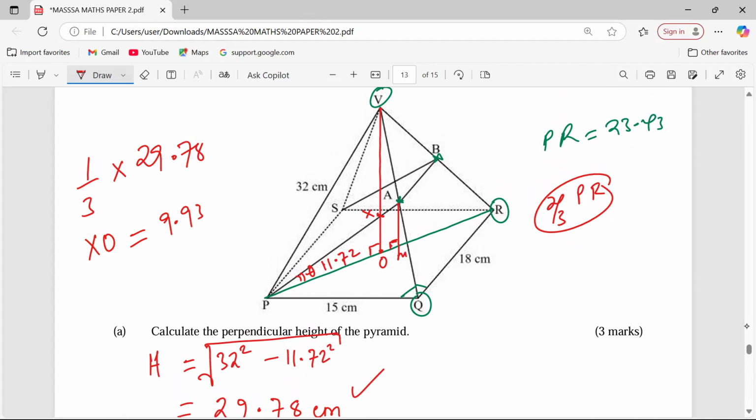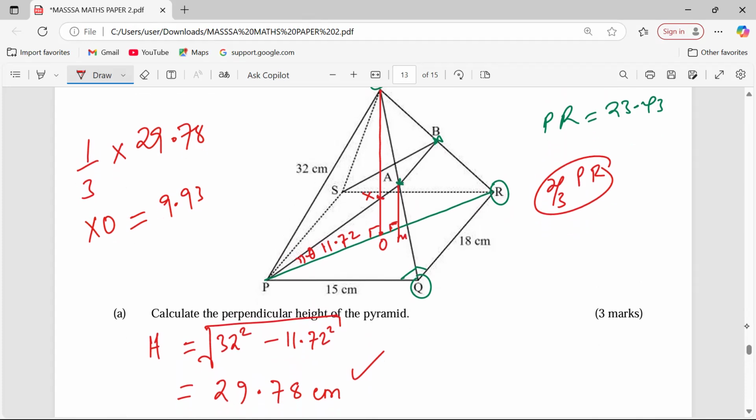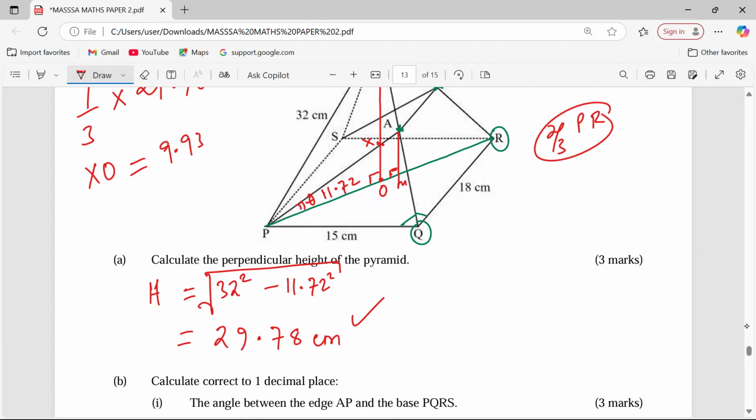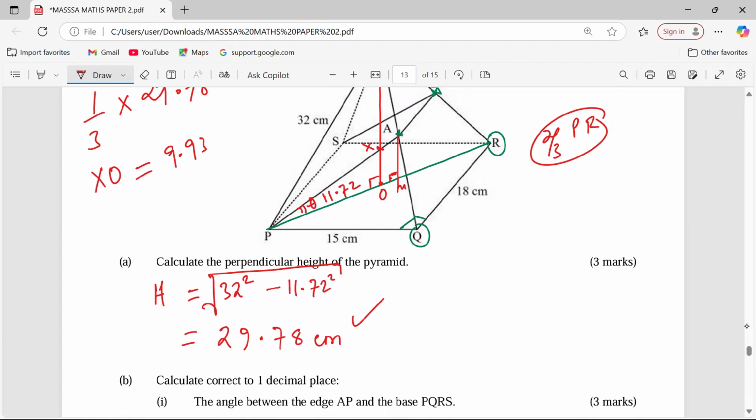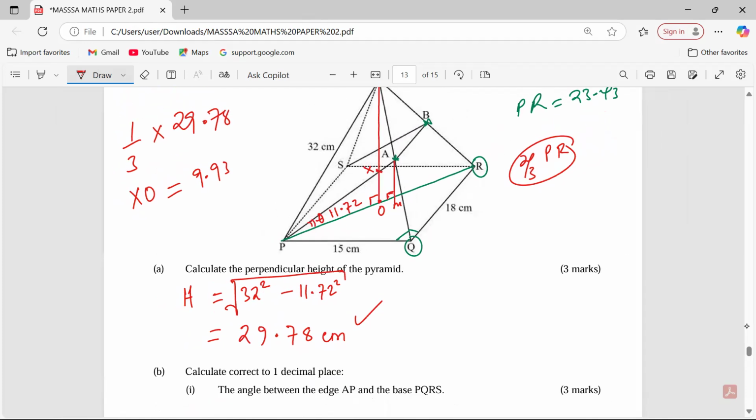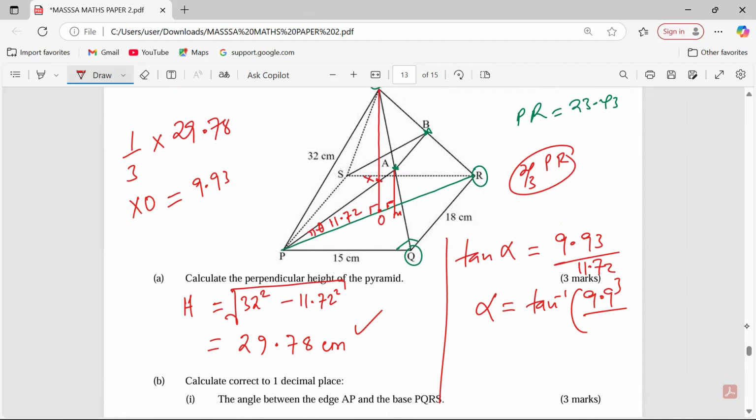Now, if we are having that height and it's perpendicular to the base, and we are also having 11.72, then we can get the angle that we need. And how shall we get this particular angle? We can apply tangent. So tan of this particular angle equals opposite length, 9.93, out of the adjacent length, 11.72, that way. So this one will be given by the tan inverse of 9.93 over 11.72.